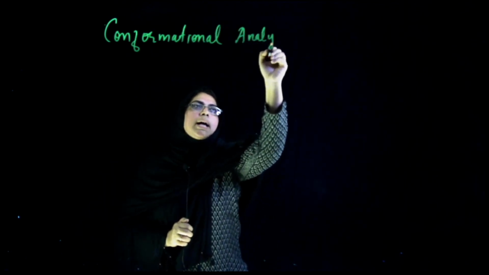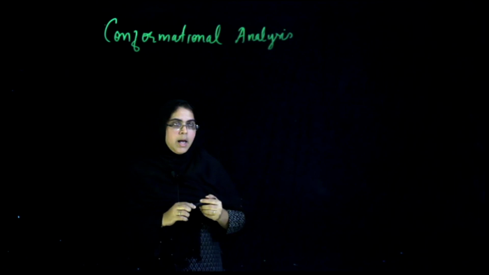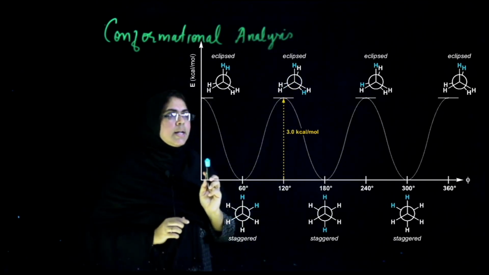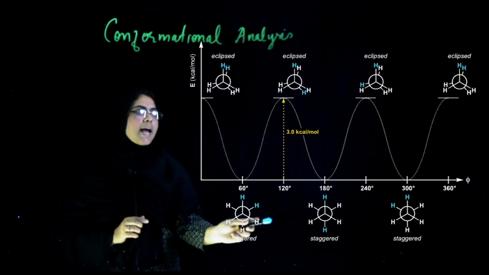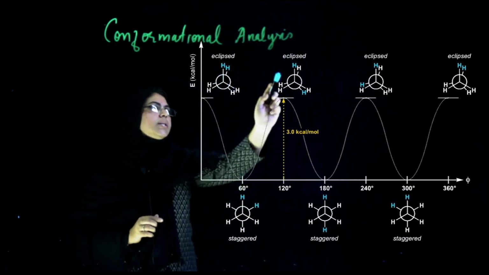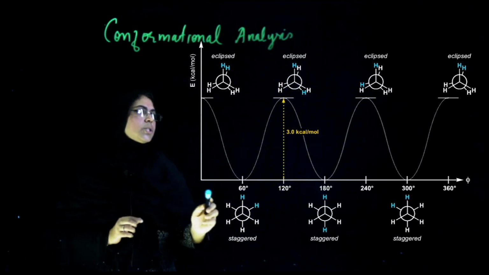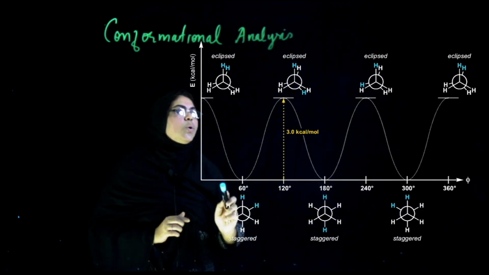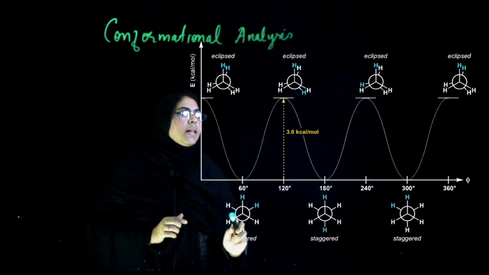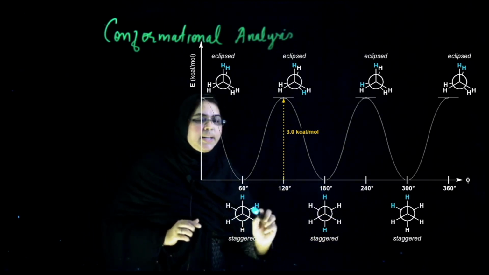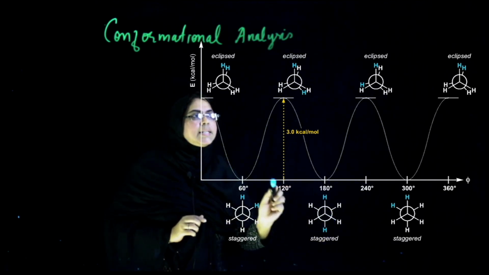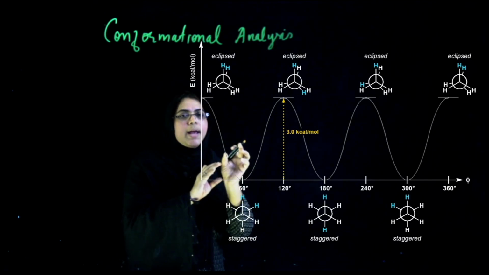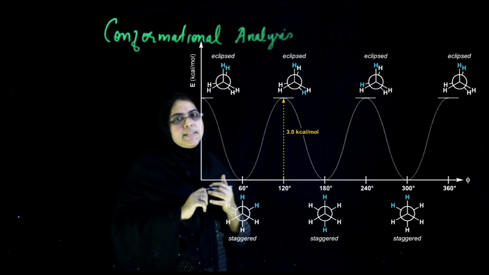So, let us take an ethane molecule. Here we can see the different conformations, eclipsed and staggered, during a rotation from 0 to 360 degrees. So what is this degree? Here we are given a degree of rotation.